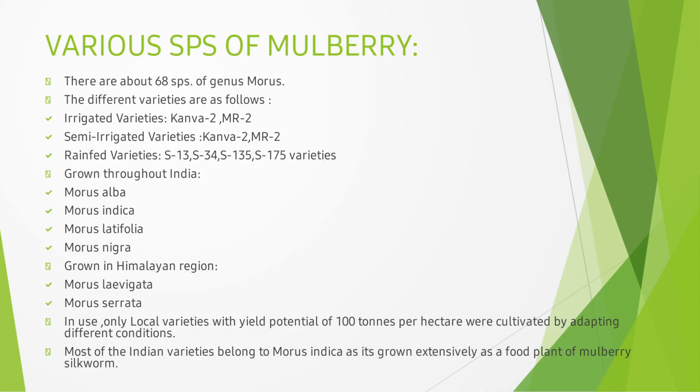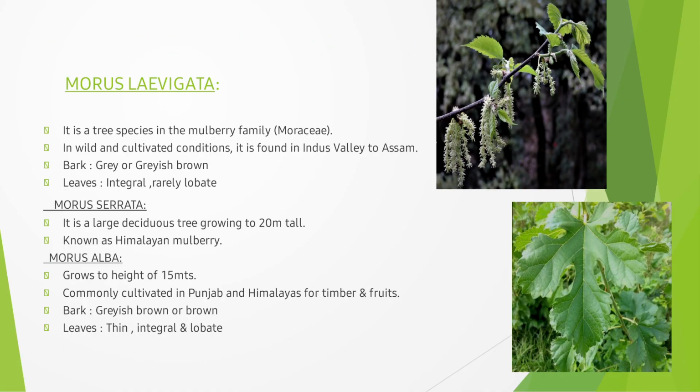In India, only local varieties with yield potential of 100 tons per hectare were cultivated by adapting different conditions. Most of the Indian varieties belong to Morus indica, as it is grown extensively as a food plant for silkworms. So first is the Morus laevigata. It is a tree species in the mulberry family Moraceae. In wild and cultivated condition, it is found in Indus Valley to Assam.